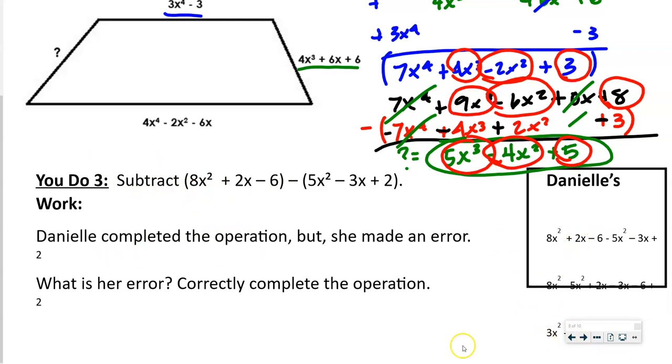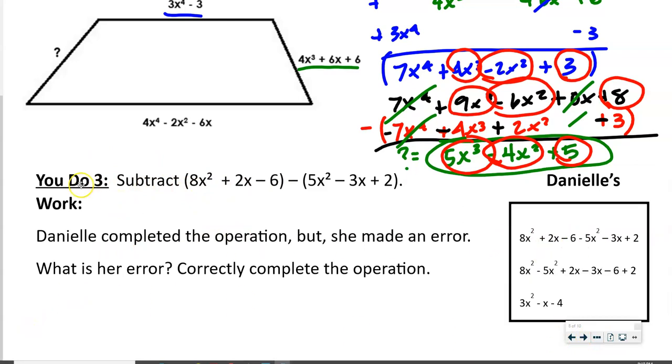What in the world happened here? Hold on a second. Okay, so it says you do 3. Subtract 8x squared plus 2x minus 6 minus 5x squared minus 3x plus 2. Danielle's completed the operation, but she made an error. What is her error? Correctly complete the operation.